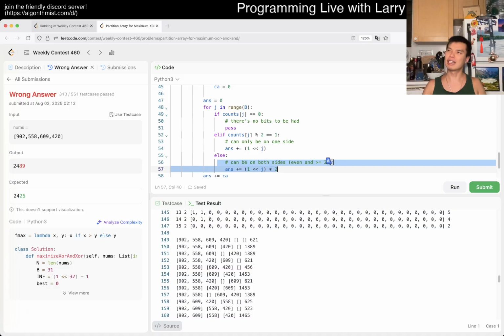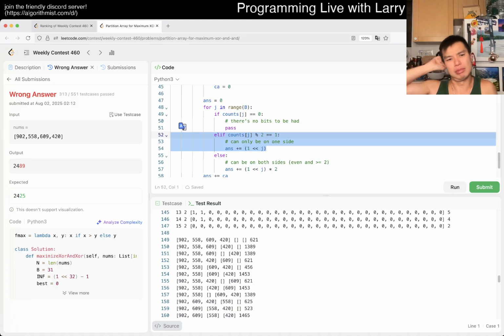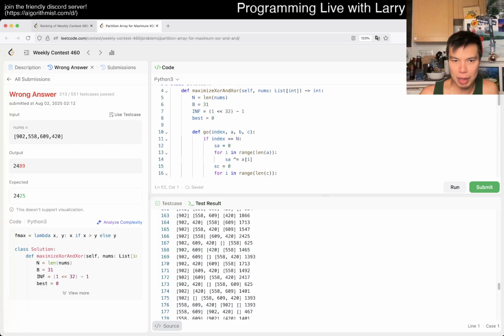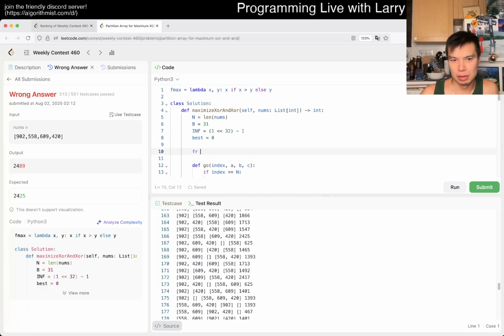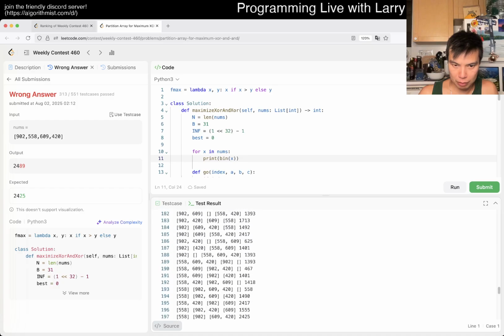Actually, that's it. I couldn't figure it out, but that's kind of the gist of how I expected. There's no bits to be half. Yeah, that seems reasonable. Can only be on one side also seems reasonable. But maybe not. Well, let's look through what is wrong about this. I actually want to also just print the binary of these, so I can see it more visually, since it is important for this problem.